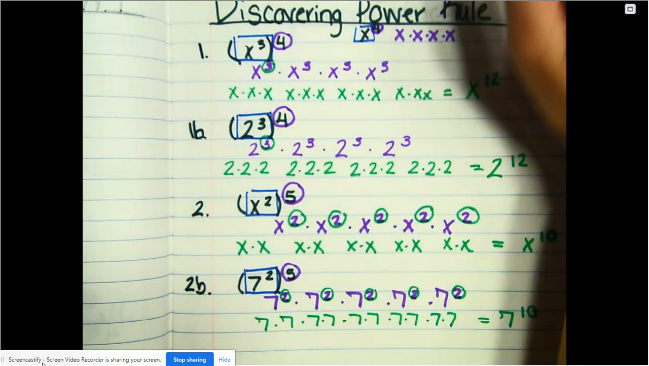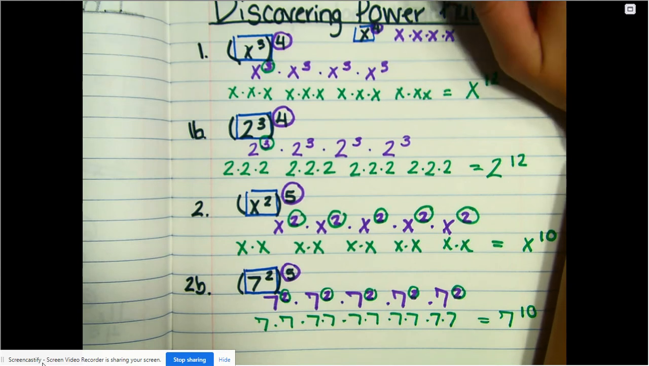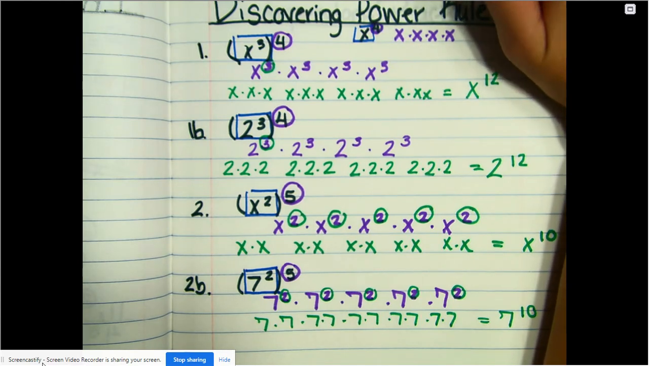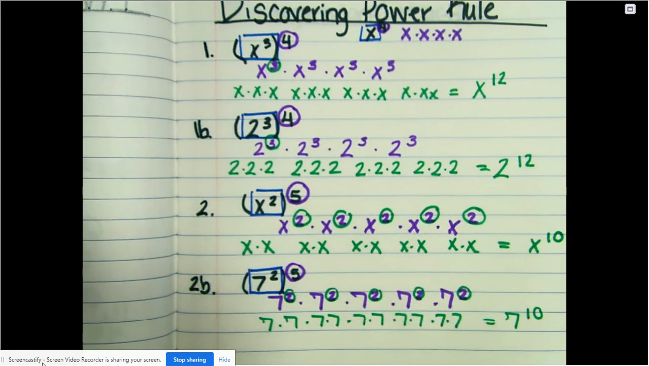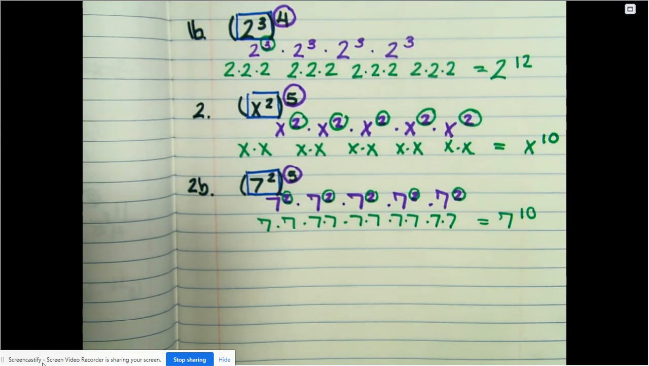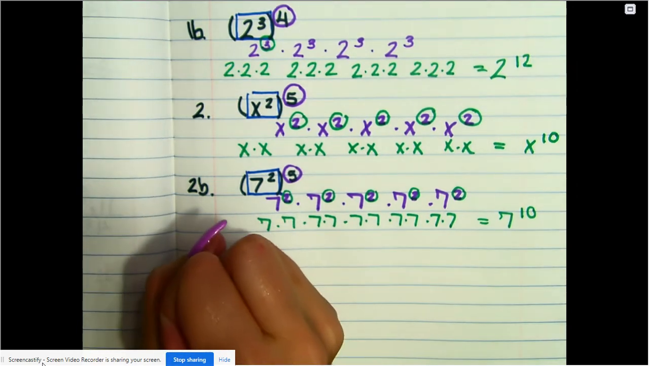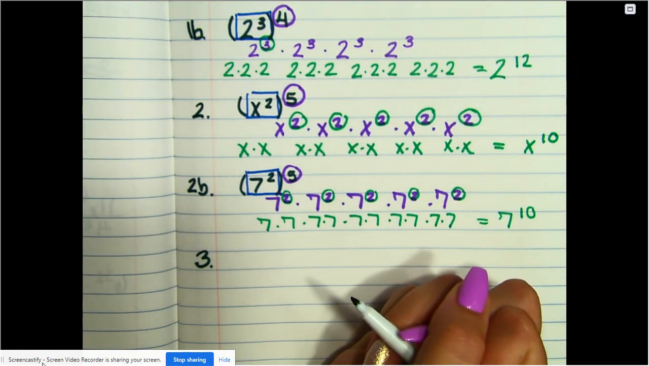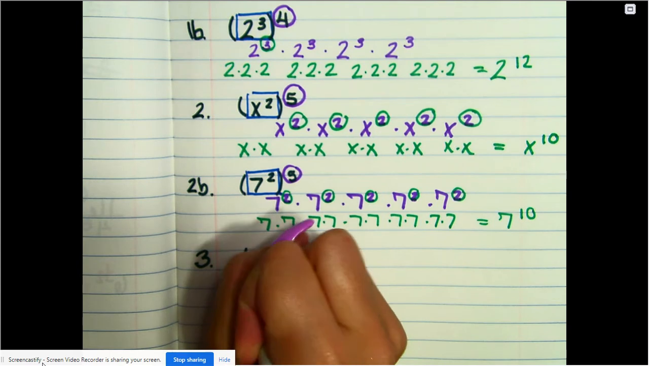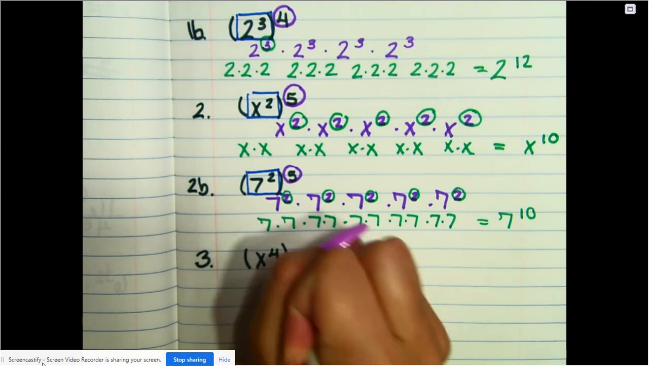Okay, so now you could be looking at a pattern. You could see a pattern, but let's do one more of expanding. Okay, so we're going to do 3 and 3b. So 3 has us using x to the 4th power times 2.